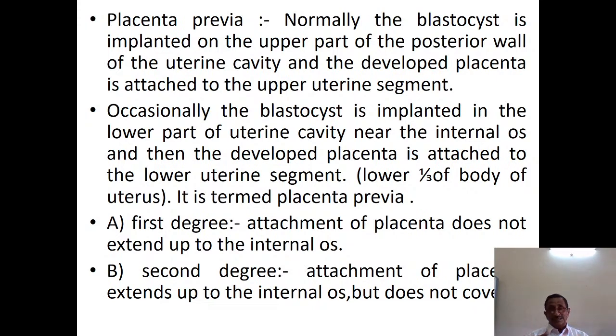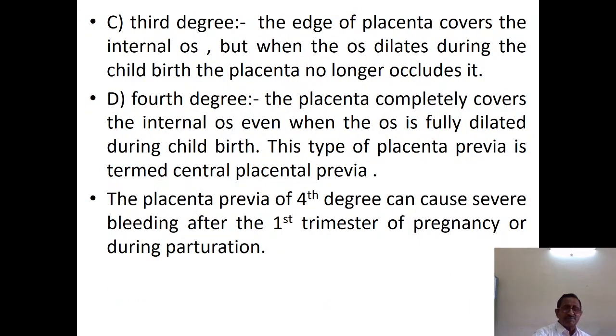Whereas the fourth degree, it is completely covering the internal os, and it is occluding even after the dilatation. So this fourth degree of placenta previa is going to give rise to severe bleeding in the first trimester or during pregnancy. This fourth degree of placenta previa we are calling central placenta previa. So placenta previa is almost a 4 marks question. You have to just write these points to get a good score.